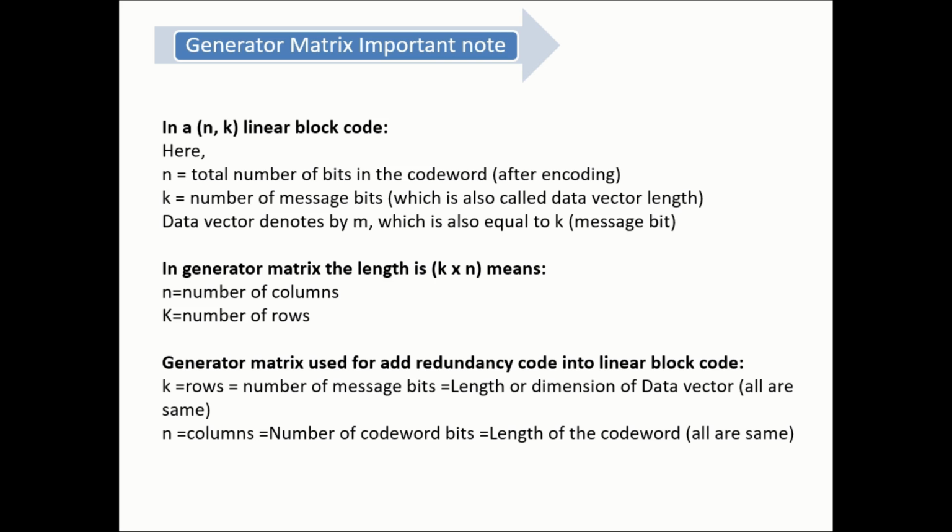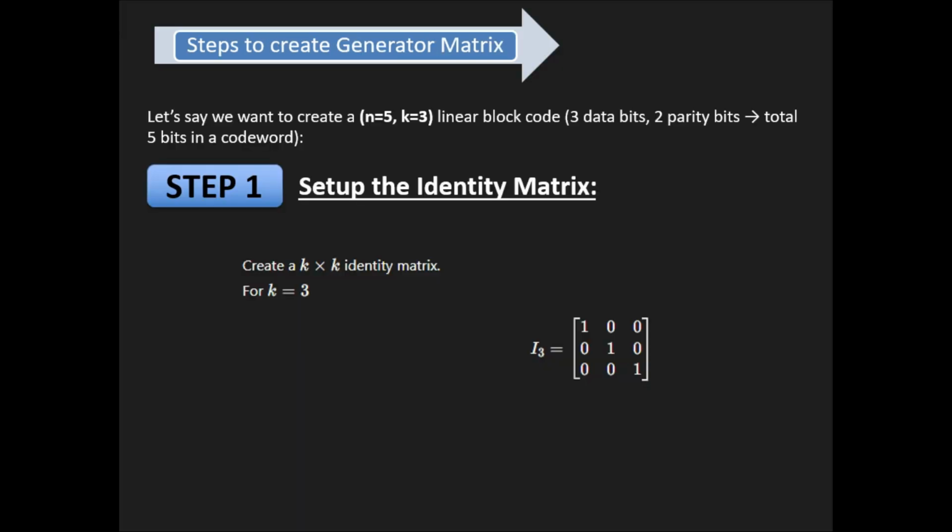In the same way, n equals the columns in the generator matrix, the number of bits in a code word of the linear block code, and the length of the code word. If an exam asks what the length of the code word is, you can write n equals the length of the code word. All are the same. Next, we will see how we can create our generator matrix.